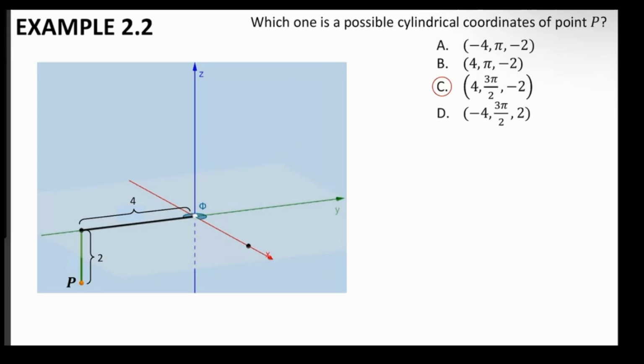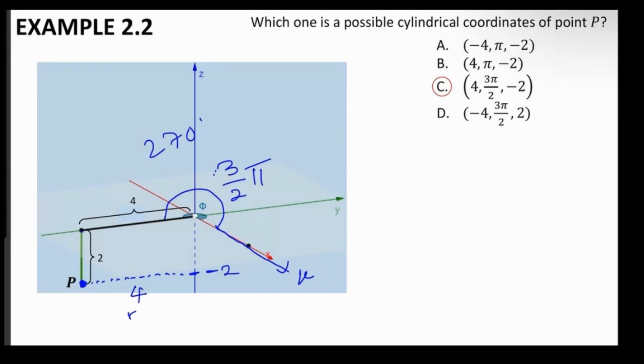Okay, next the point is P here. The height is 2, so this one is minus 2. The distance from this point to the Z axis is 4, so R equals 4. And the angle phi is the angle from the x-axis until that point, 3/2 pi, which is equal to 270 degrees. So the answer will be C.